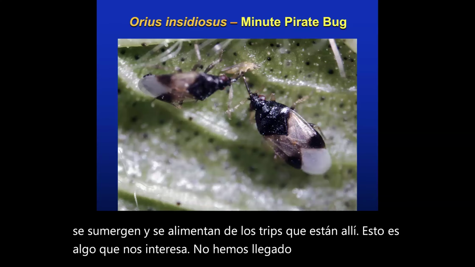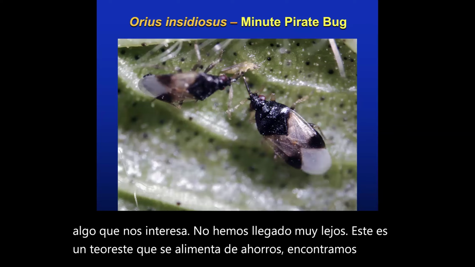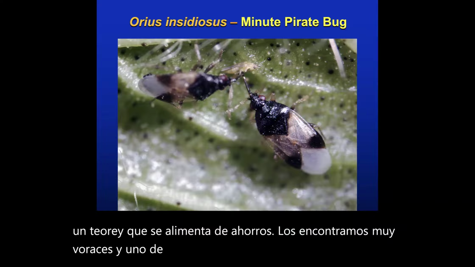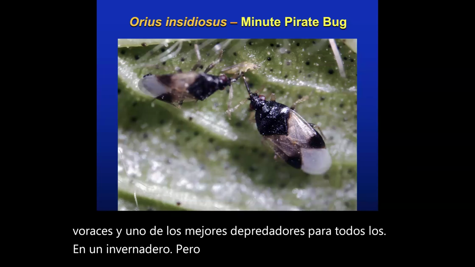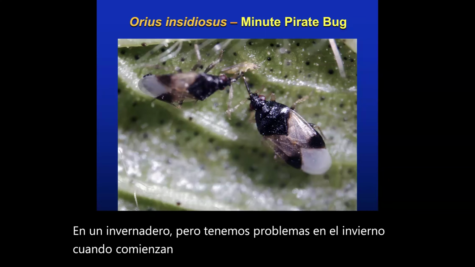This is the aureus feeding on thrips. We find them to be very voracious and one of the better predators for all the thrips in the greenhouse. But we do have problems in the winter when they start to go into diapause. Populations begin to drop off.